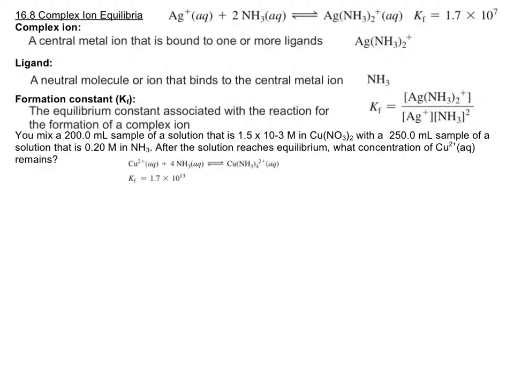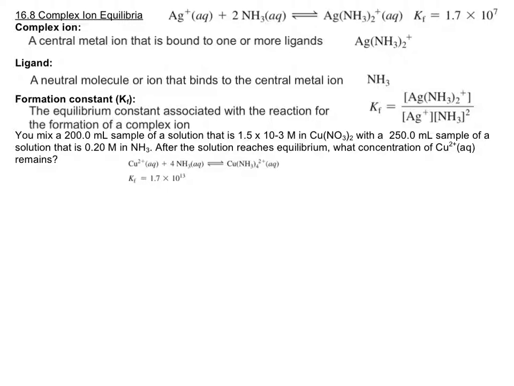And so that's the overall charge that you'll get for the complex ion. And the Kf value for that is 1.7 times 10 to the minus 13th. All right, so the first thing that we need to do is figure out how much of the metal ion and the ligand we have in solution to start, and then we'll do an ICE table to figure out what the equilibrium concentration is.